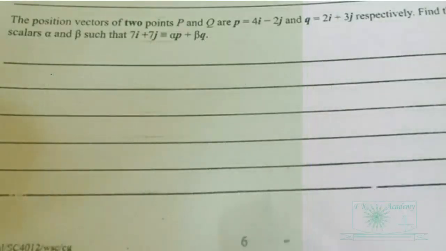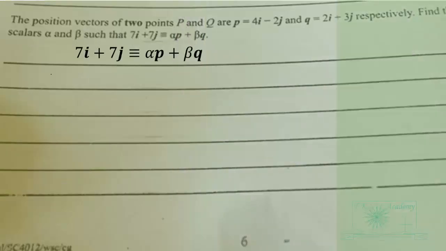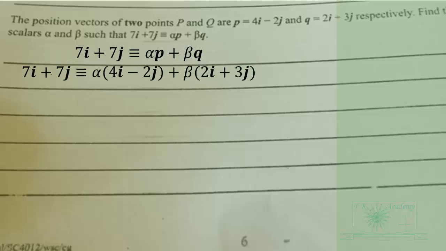The position vectors of 2 points P and Q are P equal 4i minus 2j and Q equal 2i plus 3j, respectively. Find the scalars alpha and beta such that 7i plus 7j is equivalent to alpha times vector P plus beta times vector Q. So this is the equivalent equation given to us. So what do we do? We substitute the vectors P and Q, and that will give us what you're seeing.